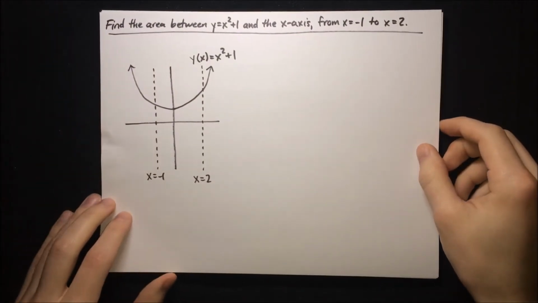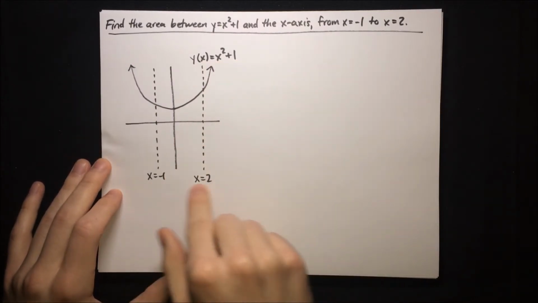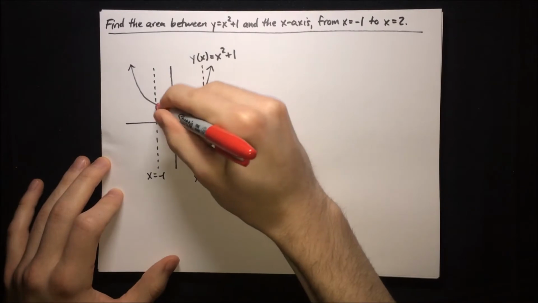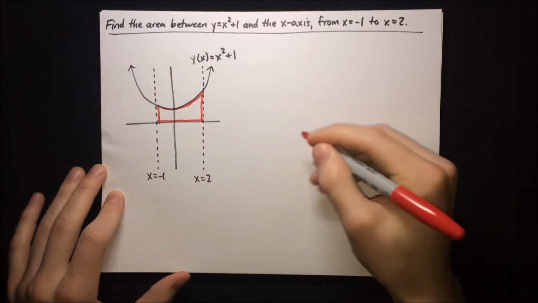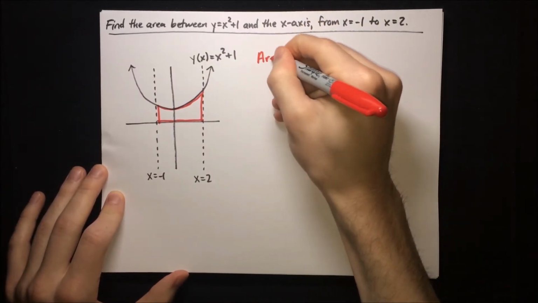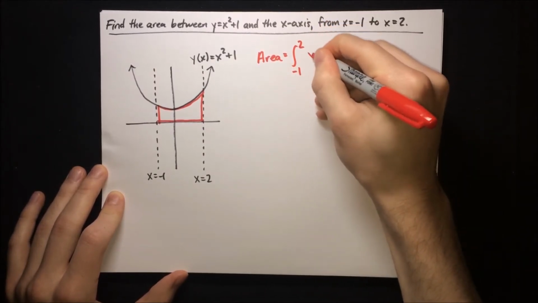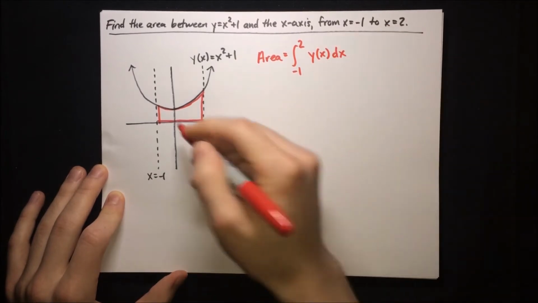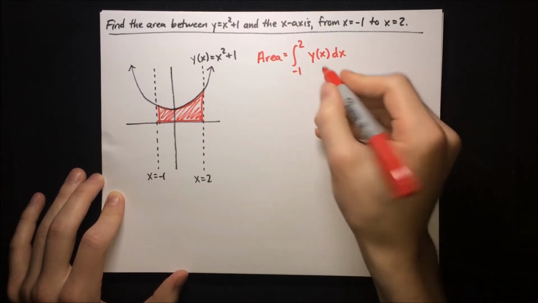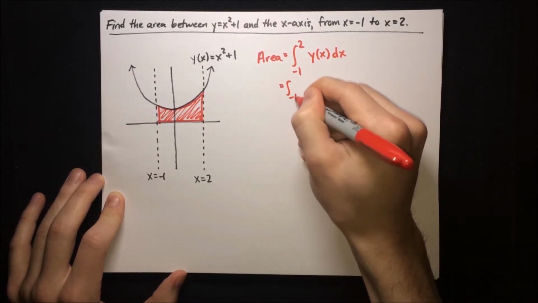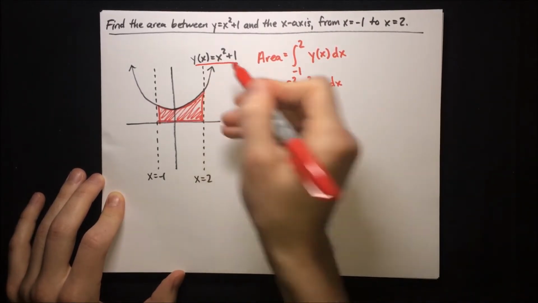Here's a concrete example where we want to find the area between y equals x squared plus 1 and the x-axis from x equals -1 to x equals 2. So we want to find this inner area right here. And we're going to do that using our master formula. Area equals integral from the left bound, -1, to 2 of y of x dx. Now it'll give us that area inside of there. Okay, so now we just have to substitute in y of x, and we'll get integral from -1 to 2 of x squared plus 1 dx, because that's our formula for y of x.